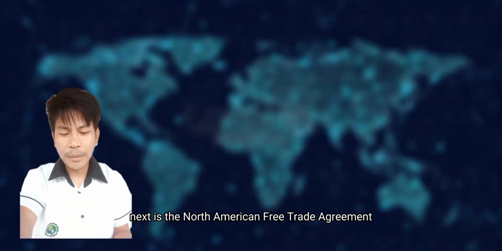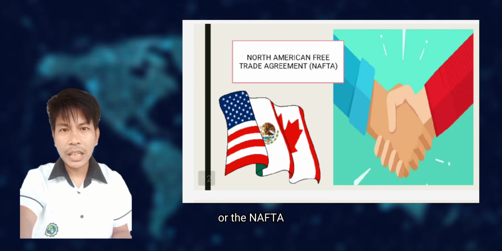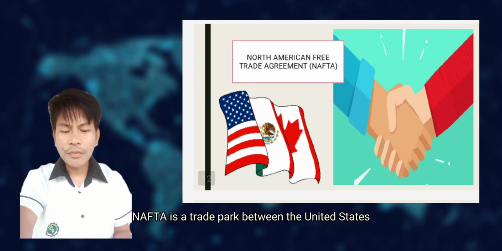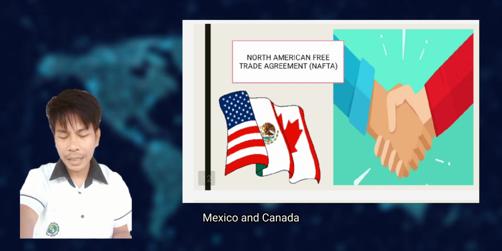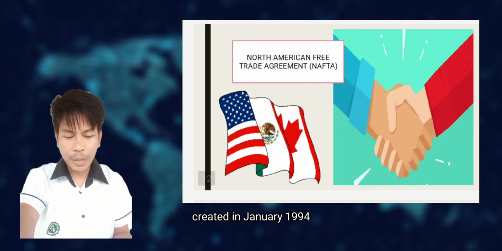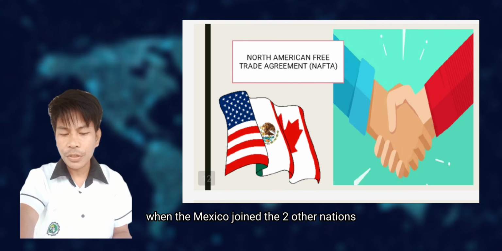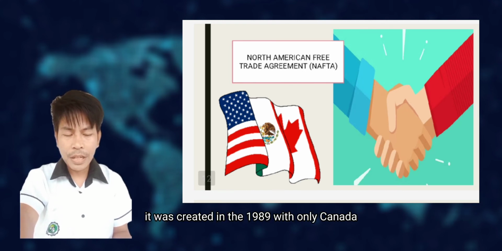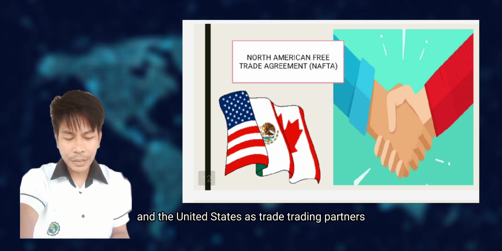Next is the North American Free Trade Agreement, or NAFTA. NAFTA is a trade pact between the United States, Mexico, and Canada. Created on January 1, 1994, when Mexico joined the two other nations, it was originally created in 1989 with only Canada and the United States as trading partners.